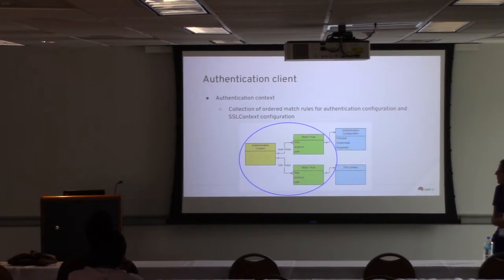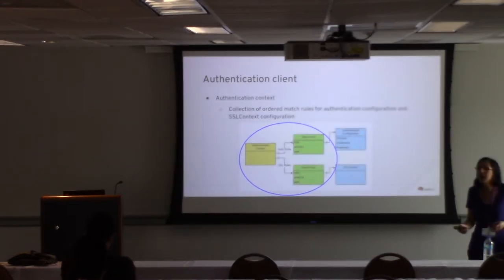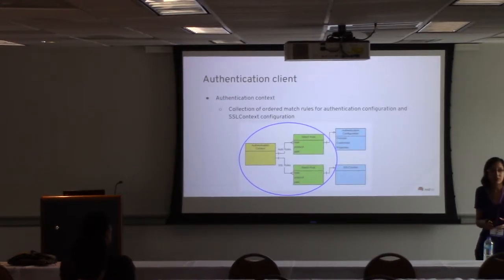Finally, we have the authentication context. It consists of an ordered collection of match rules that are used to determine which authentication configuration and which SSL context configuration should be used when attempting to authenticate. So for example, you could have one authentication configuration that gets used when connecting to one server, and a different authentication configuration that gets used when connecting to a different server.